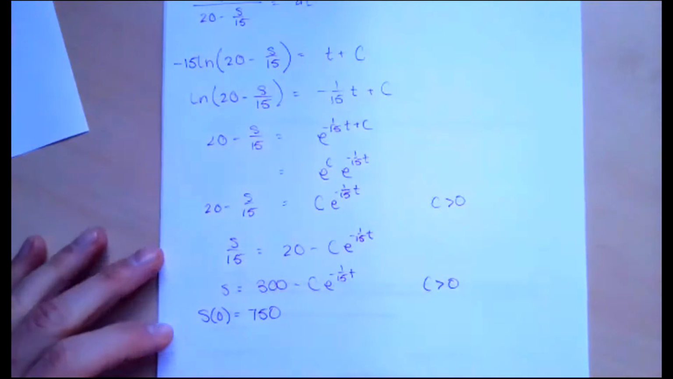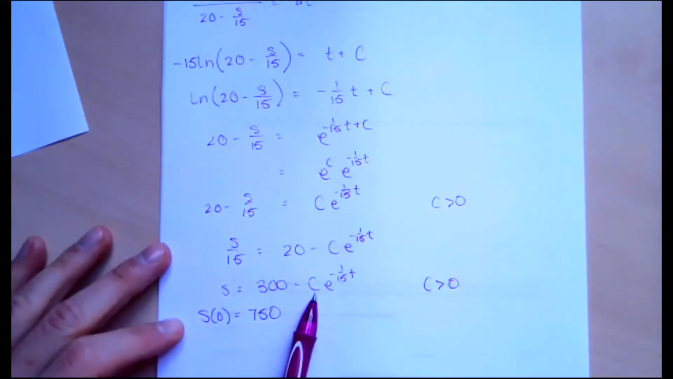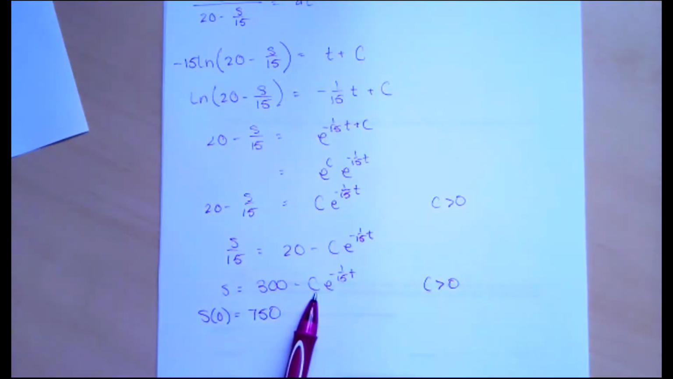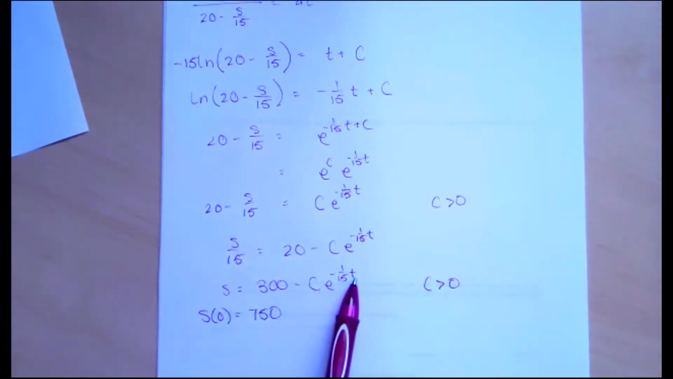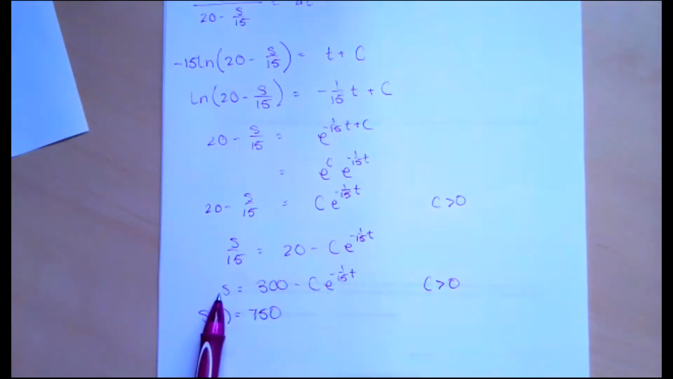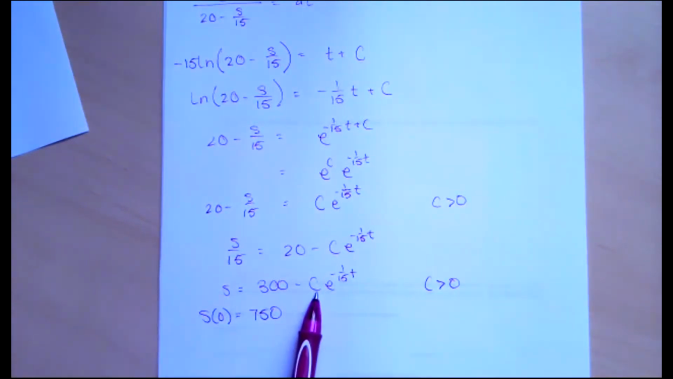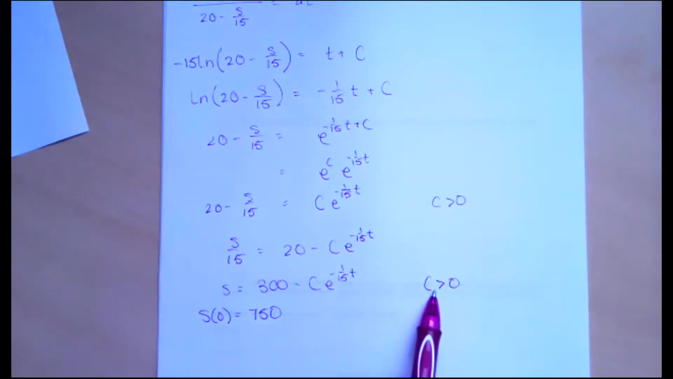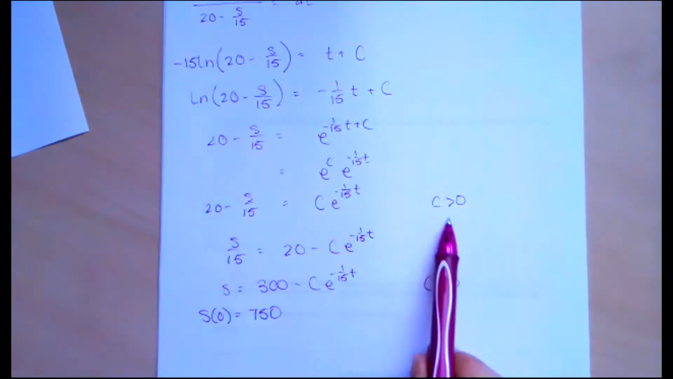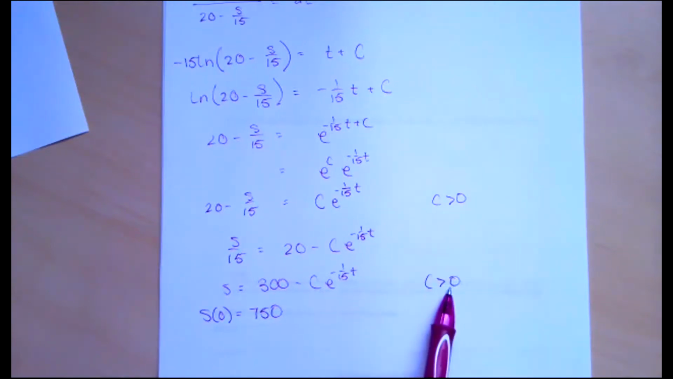Easy thing to do: if I want to check, I want to solve for C. I want to be able to find this constant. I should be able to plug in 0 for T and then get 750 out for S. But if C is a positive number, it's going to be less than 300. So something went wrong. We're missing probably a minus sign somewhere, right? It actually seems like this C should be negative. So maybe my assumption with this C being positive wasn't quite right, and it's not.